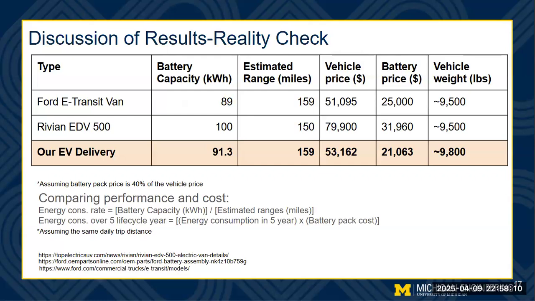So based on the results, and to see if our system is comparable with a real EV delivery van, we took two commercially available delivery van examples, the Ford e-Transit and also the Rivian EDV, and we'll compare their life cycle cost over 5 years and energy consumption rate with our designed delivery van. And please note that here we assume the battery pack cost will take up to 40% of the overall vehicle price. Next.